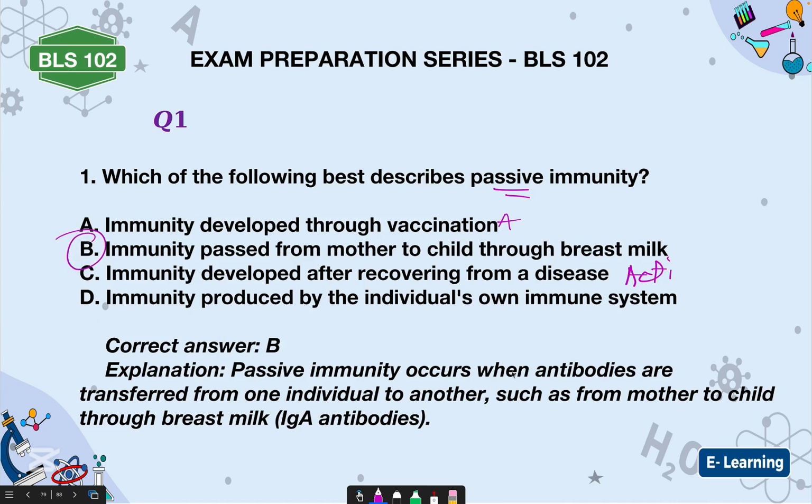So we say passive immunity occurs when antibodies are transferred from one individual to another, such as from mother to child through breast milk, like IgA antibodies. IgA means immunoglobulin A antibodies.